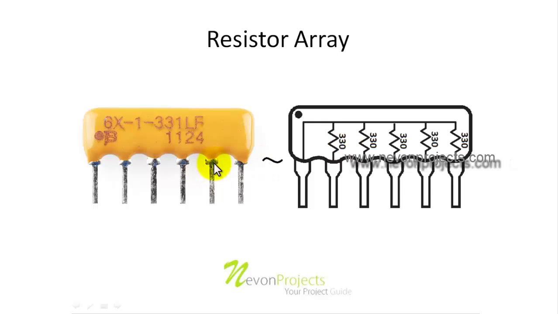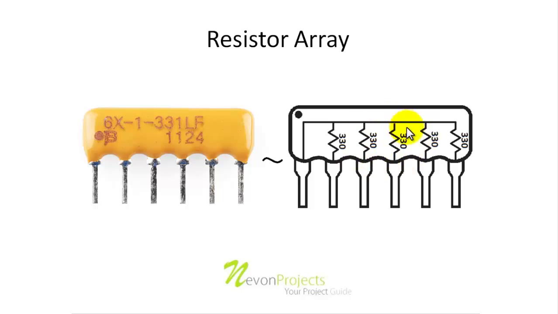For example, if it's a 330 ohm resistor array, we will have 330 ohms connected to each of the LEDs, so that we can actually get the same resistance in all of the LEDs. Now, where are these used? Resistor arrays are used basically as a pull-up in various scenarios where the microcontroller cannot source the amount of current the device actually needs.